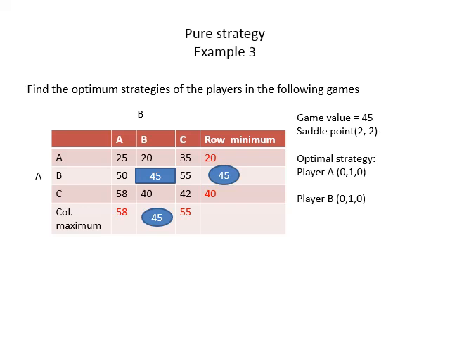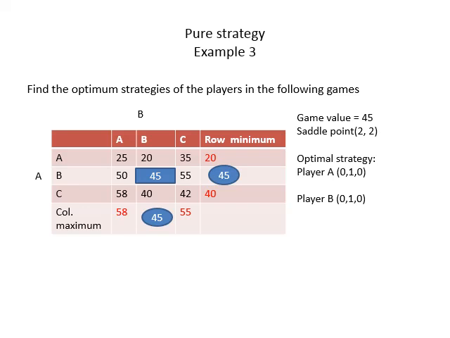The maximum value in column A is 58. 58 is more than 50 and more than 25. The maximum value in column B is 45. 45 is more than 20 and more than 40.